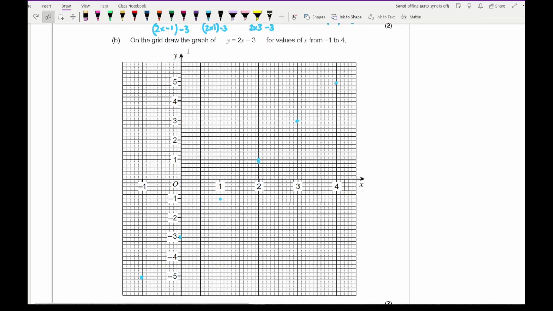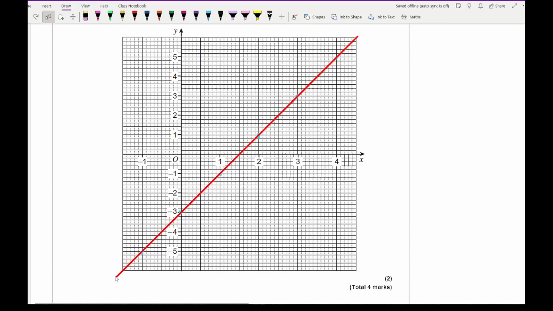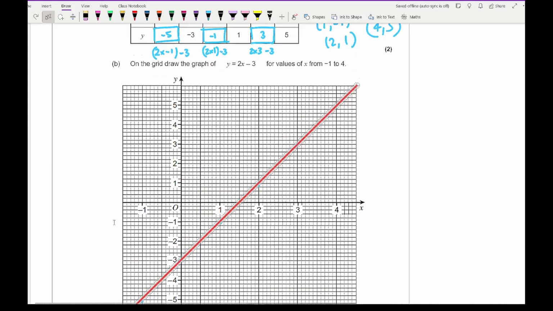And all I then want to do is draw a line. Let's go for a more dominant color through those points that I've plotted. And what you want to do is make sure that your line goes past the boundary that's been quoted in the question. And in the question it says that it wants values from minus 1 to 4.